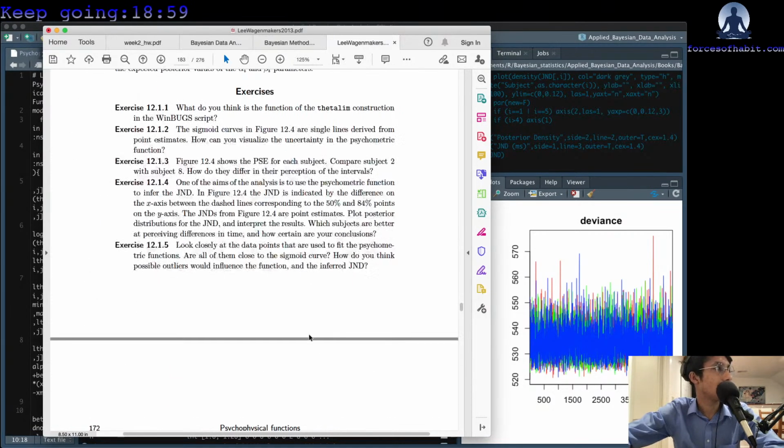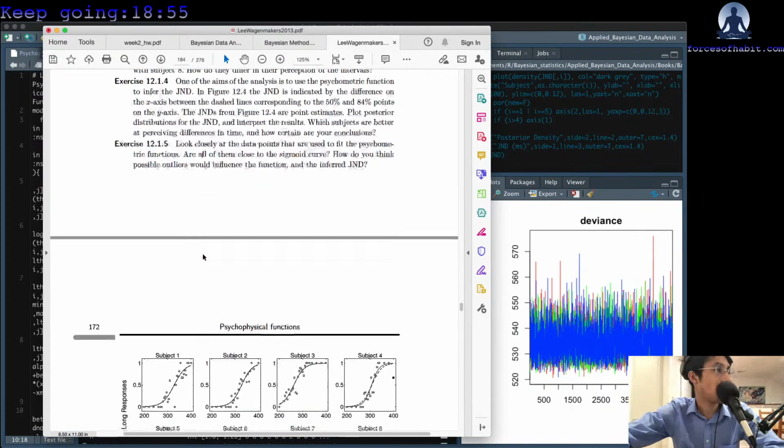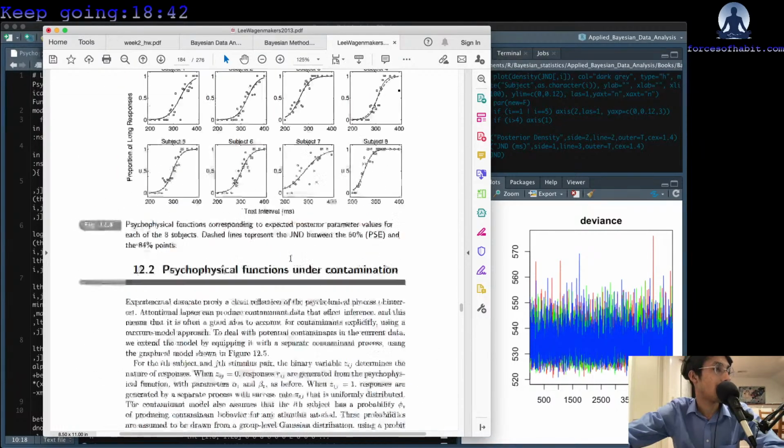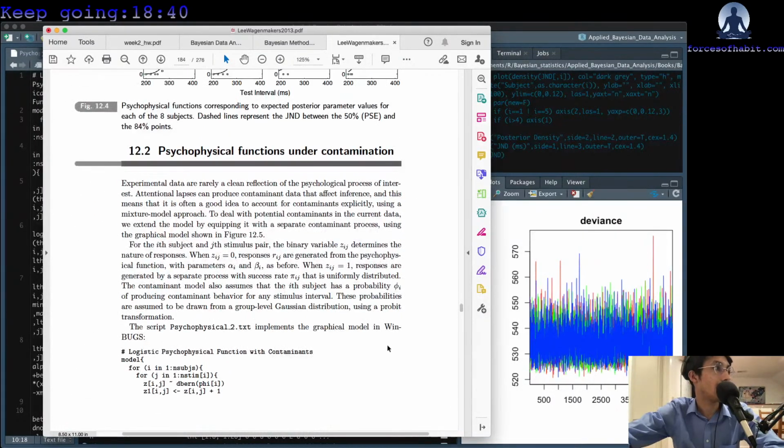Great, so that is the last question here. We're going to stop there for today, and move into considering contamination in the next example. We're going to continue with this particular psychometric function, but now extend it to consider other issues that might arise when we are trying to capture this sort of data.